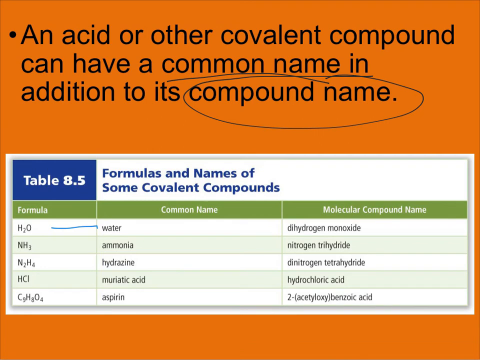But just be familiar with the fact that, for example, what we call hydrochloric acid can be called muriatic acid. You won't see this very often. Nowadays, almost everybody is going to call it hydrochloric. But just be familiar with the fact that other names exist. But make sure that you know how to name these.